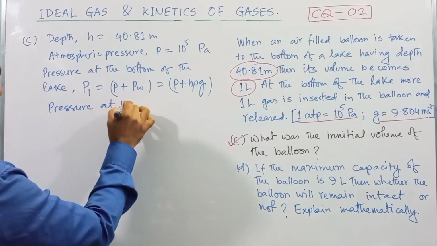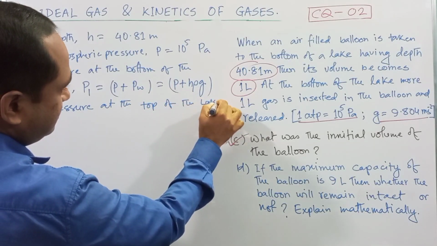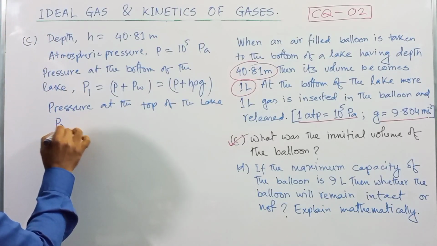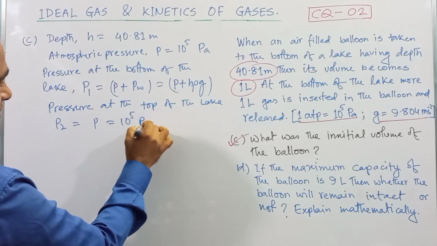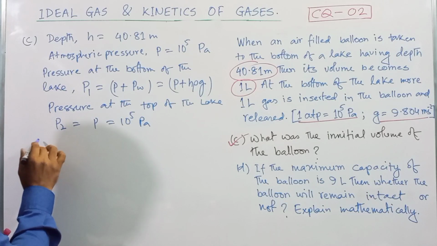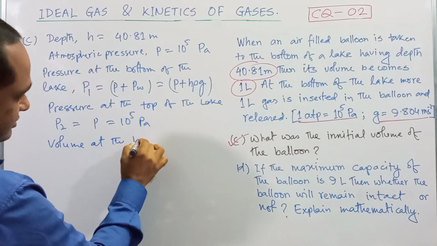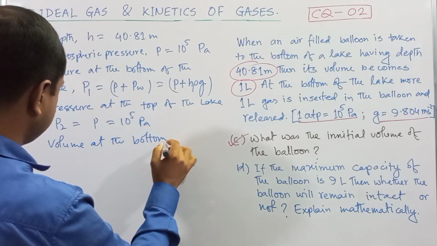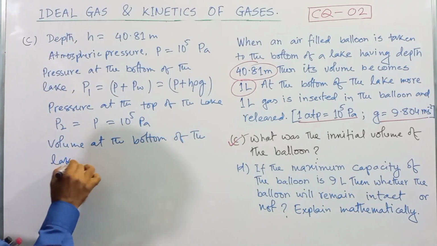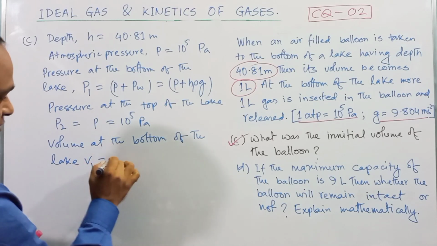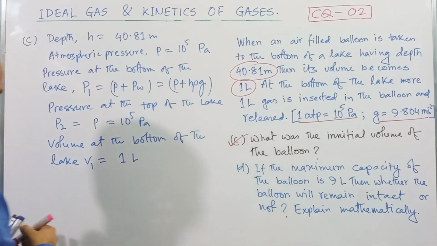Pressure at the top of the lake, if denoted by P2, P2 is equal to P, which is 10 to the power 5 Pascal, right? Volume at the bottom of the lake, if denoted by V1, V1 is equal to 1 liter, which is mentioned here, 1 liter.